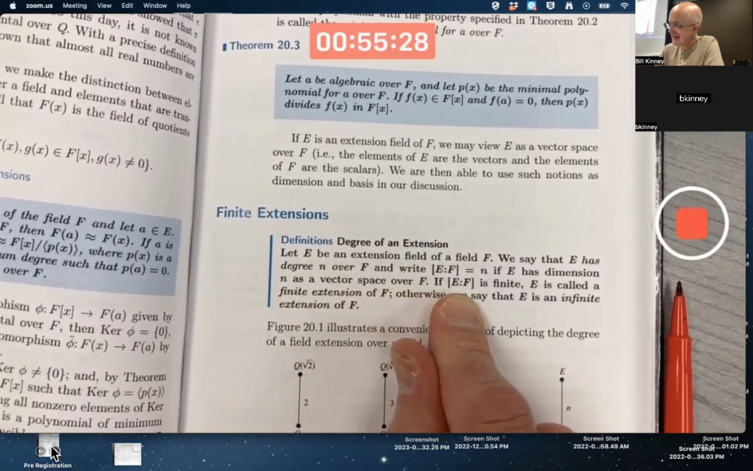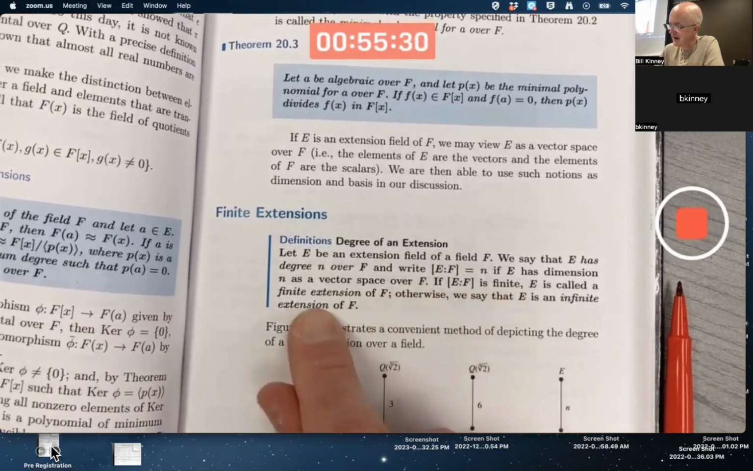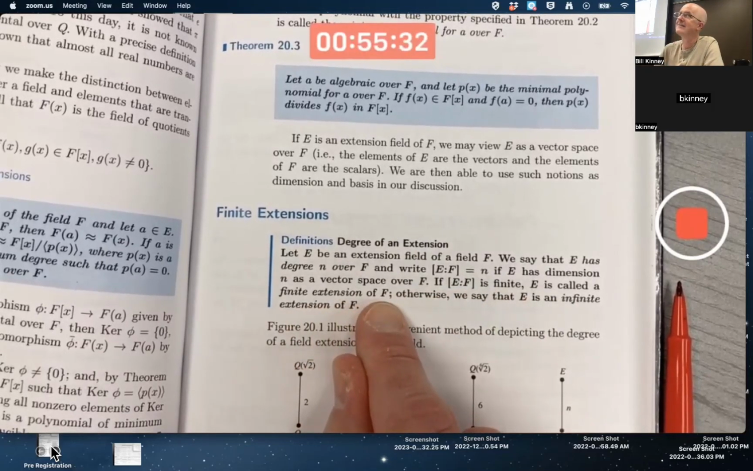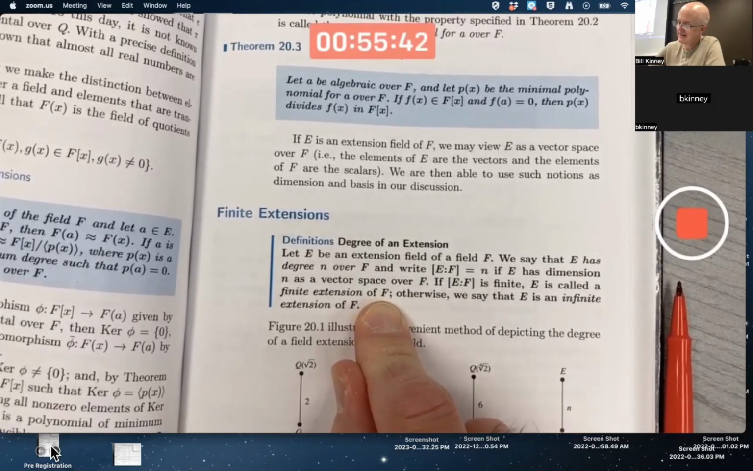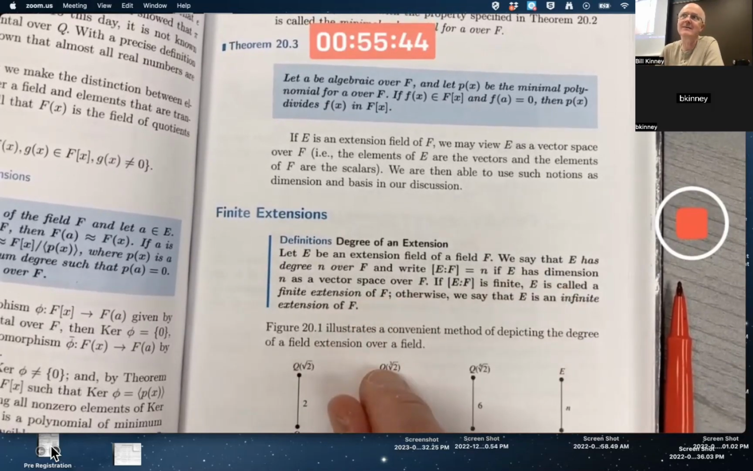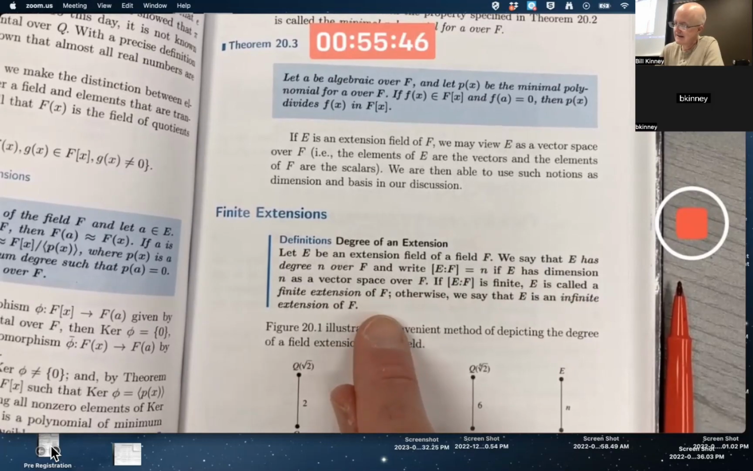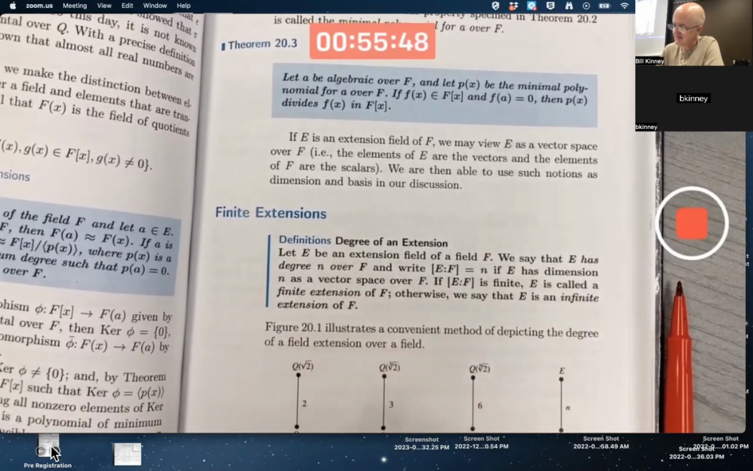If this degree is finite, E is called a finite extension of F. Careful, that doesn't mean E contains finitely many numbers more than F. It contains infinitely many more. It's that this dimension is finite. Otherwise, we say it's an infinite extension.